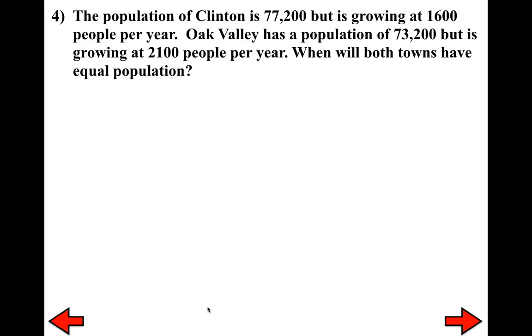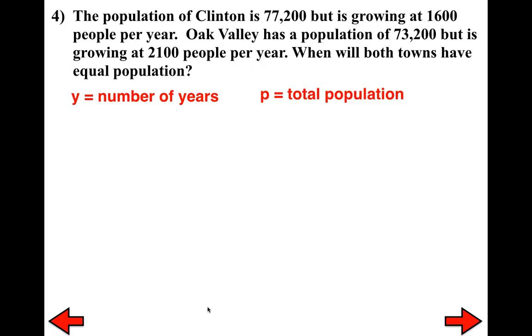Okay, so let's see how well we did. The population of Clinton is 77,200, but it's growing at 1,600 people per year. Oak Valley has a population of 73,200, but it's growing 2,100 people per year. When will both towns have equal population? Well, they're looking for two things. Okay, they're looking for how many years, first of all, and then what will that population be?